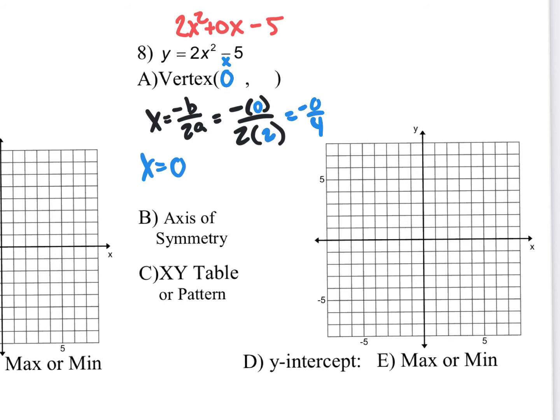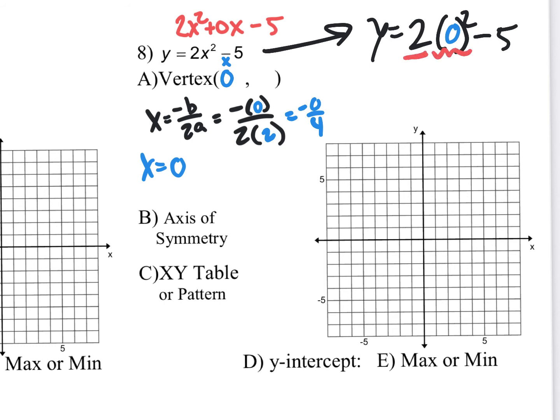Now, if you know the x value and you want the y value, all you have to do is plug it into the original equation. Here's my original equation, y equals 2x squared minus 5, and we are plugging in 0. 0 squared is 0, and 2 times 0 is still 0. 0 take away 5 is negative 5. So the vertex y value is negative 5. We have 0, negative 1, 2, 3, 4, 5. Here's the vertex. Are you with me?